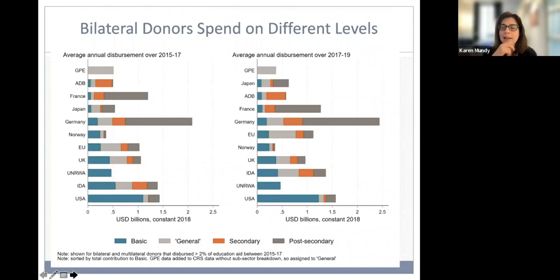I just want to say next that another interesting feature is that each of the main donors to education spends on very different kinds of educational aid. The Global Partnership for Education here doesn't report by level, so we just include the dollar amount. But if we look across them, you have some donors like France and Germany, and in fact all the G7 countries, that have a very high emphasis on secondary and higher, post-secondary education, whereas a small number of donors, IDA from the World Bank, USA, the UK, tend to spend a little bit more on basic or what we call general education, which usually means K-12 education.